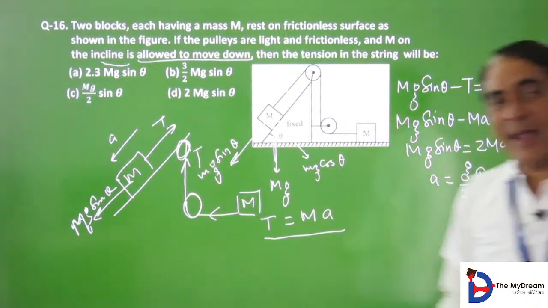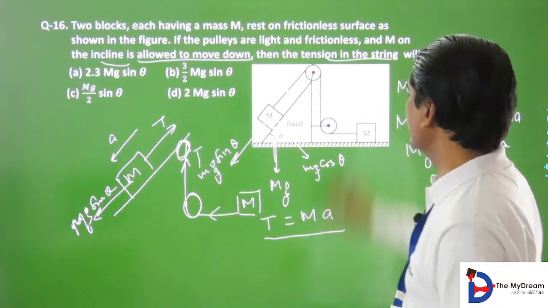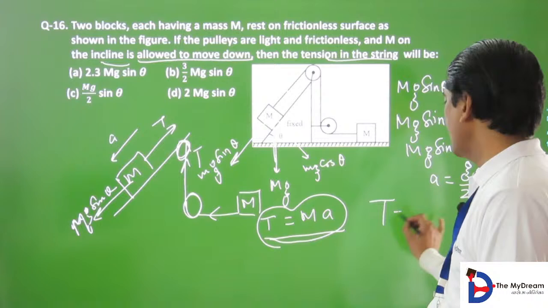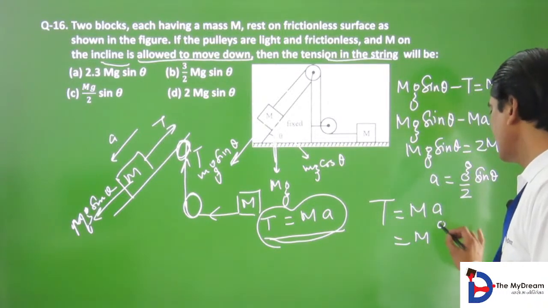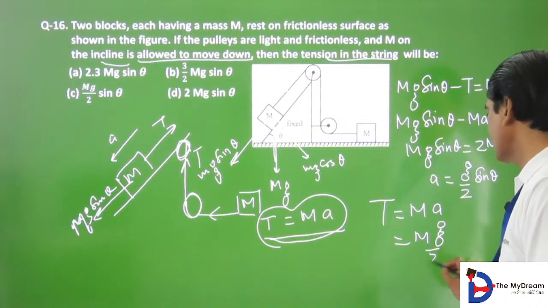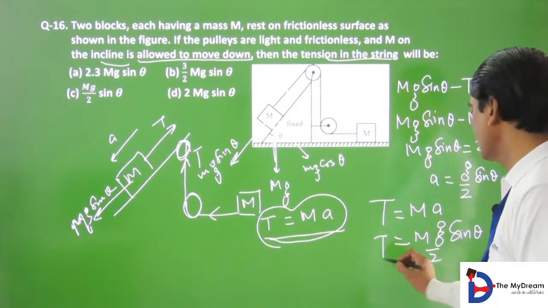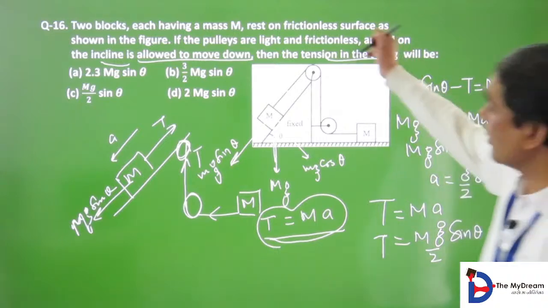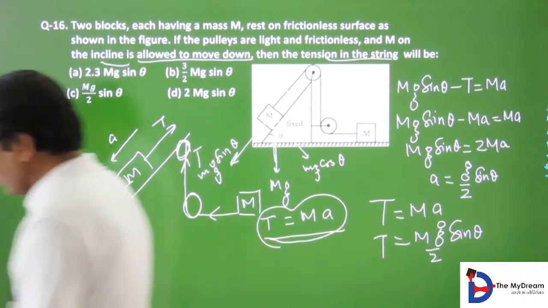This is the acceleration, and you want to know the tension in the string, which is T equal to ma. So there is no need to worry. This is g by 2 sin theta. So mg sin theta by 2 is the tension in the string when the block is sliding down. Block is sliding down.